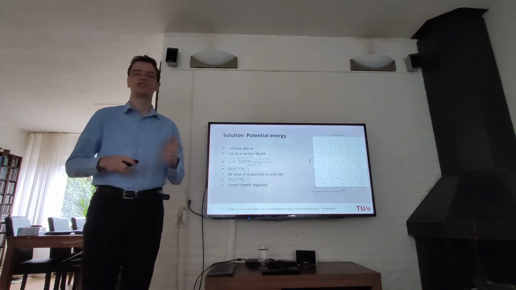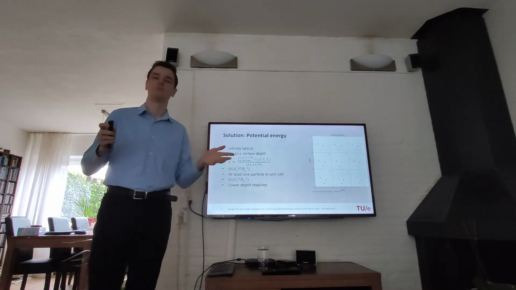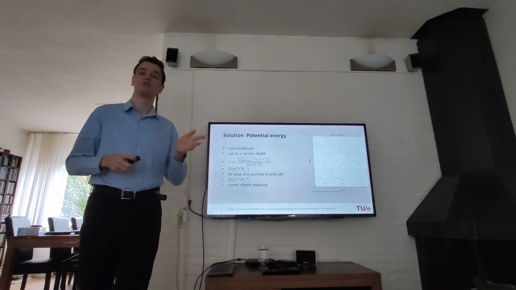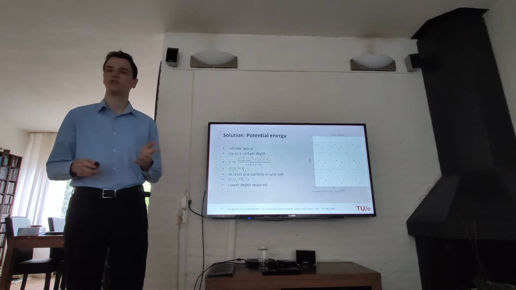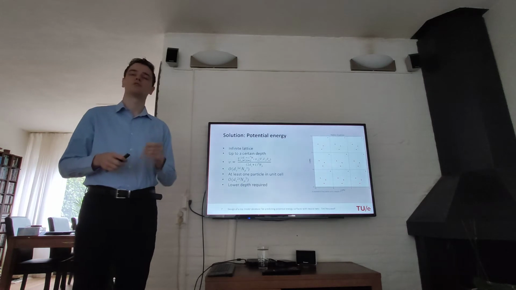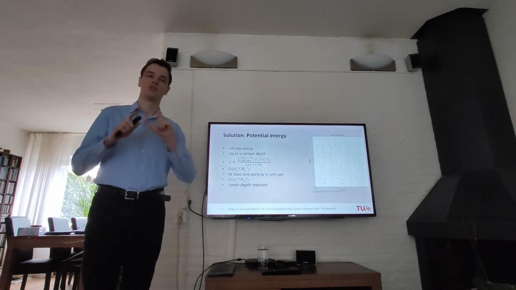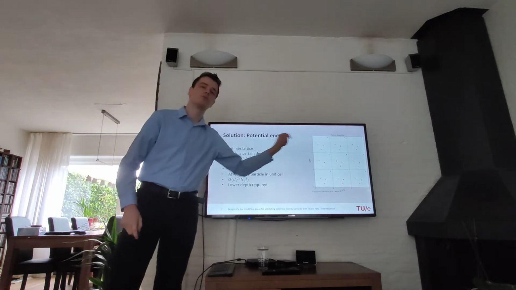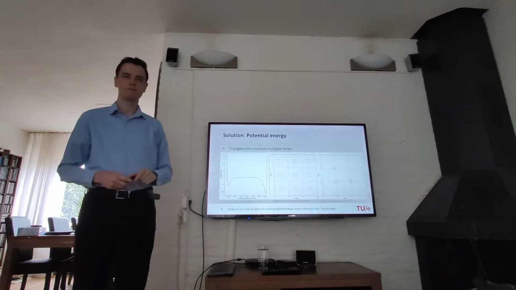A better approach is to calculate the amount of energy per particle only in the central unit cell. This can be done by only counting a triangle or triplet if at least one of the particles of the triangle or triplet is in the central unit cell. This has the advantage that it scales much better, but also that the depth of surrounding cells that is needed for good convergence is significantly lower. This is because the edge effects only come from the central unit cell.